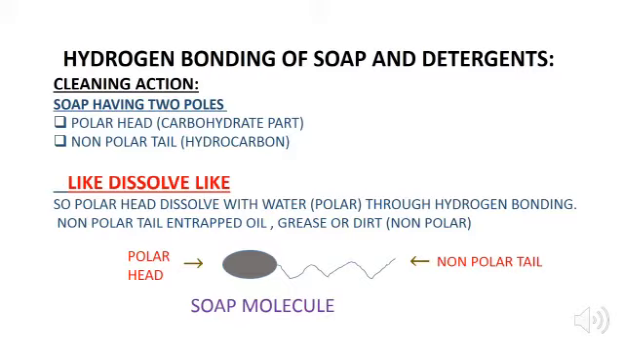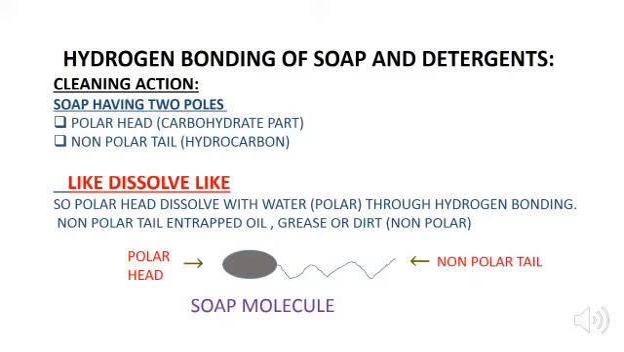Friends, we do washing on a daily basis. But do you know that hydrogen bonding is involved in our cleaning action? So, soap and detergents also involve hydrogen bonding. Soap has two poles: a polar head and a non-polar tail. Look at the soap molecule here. This soap molecule has a polar head and a non-polar tail.